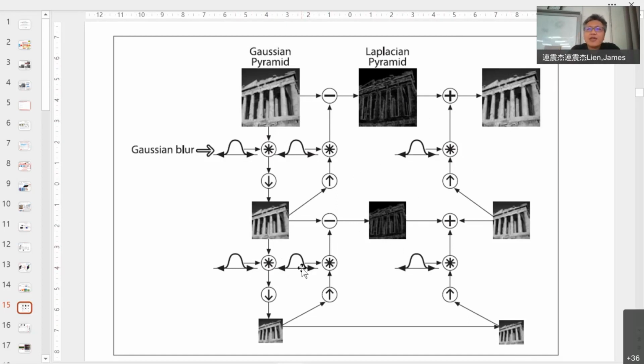In the SIFT I teach you, SIFT they use difference of Gaussian. Difference of Gaussian is similar to difference of Laplacian. Okay, so they'll become the Mexican hat.